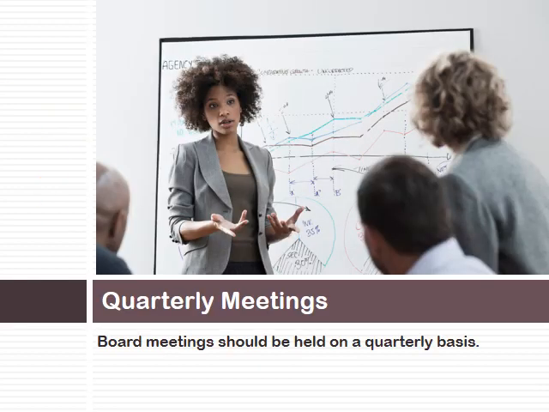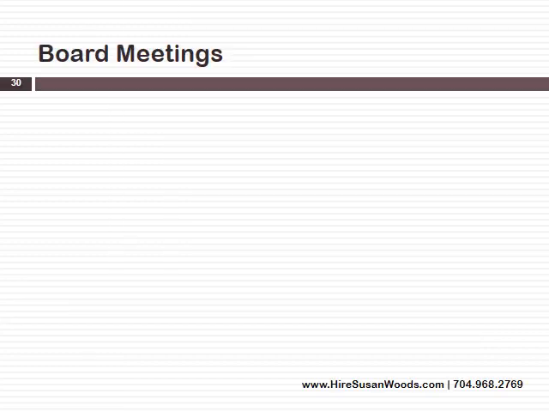So let's talk about those quarterly meetings that I mentioned. Board meetings should be held on a quarterly basis. Again, some people do monthly, some people do twice a year, some people even do once a year. But the lawyer that I retained for my nonprofit organization emphasizes the importance of meeting on a quarterly basis. That's a good balance because you're not asking too much of your board members to come together once every 3 months. So let's talk about the board meetings in more detail.